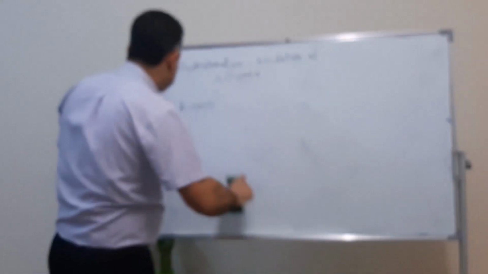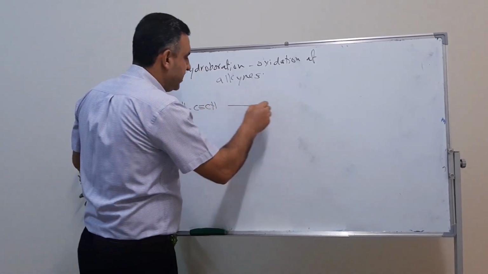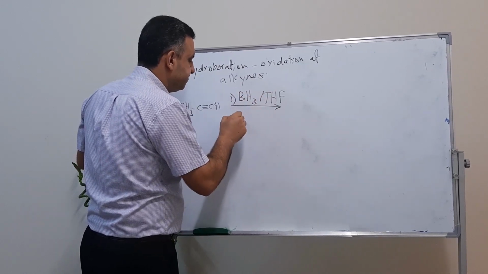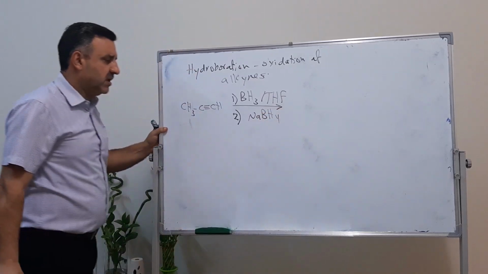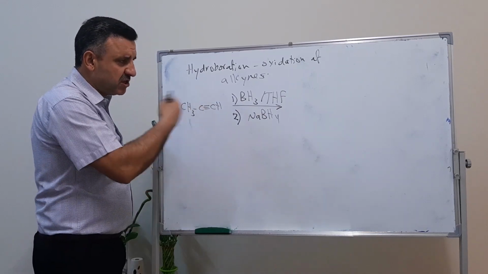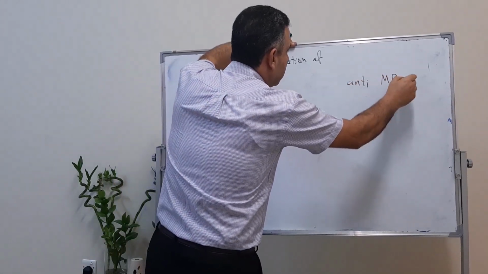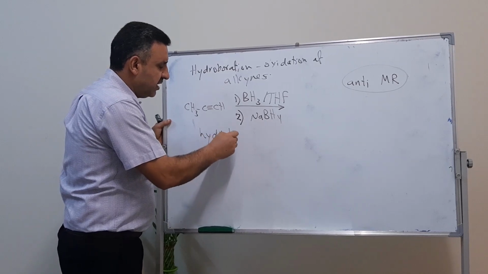Now, if you remember, when we have, for example, C triple bond CH, or let's just take a specific example. Suppose here CH3. If we take an unsymmetrical alkyne, if we allow it to react first with BH3 in presence of THF as a solvent, second, if we then allow it to react with sodium borohydride, we said this reaction is anti-Markovnikov, in which we will get hydration.